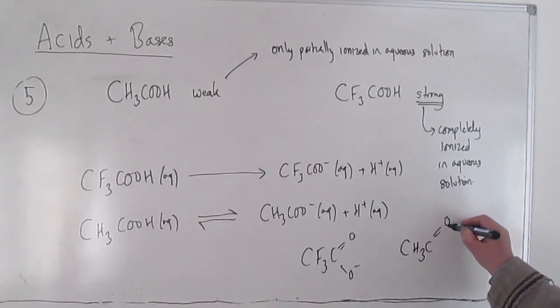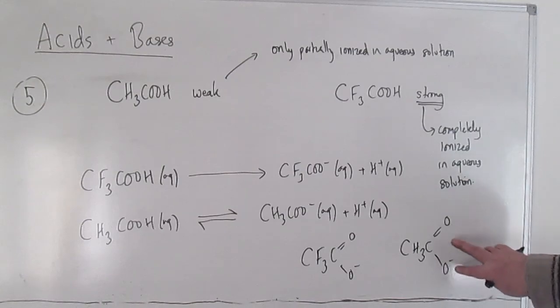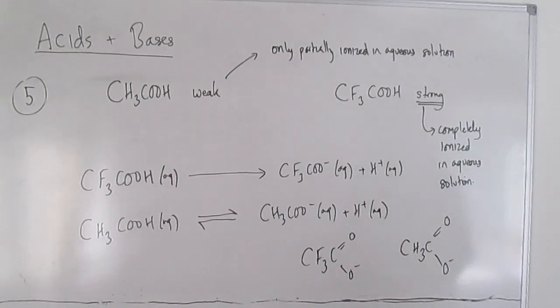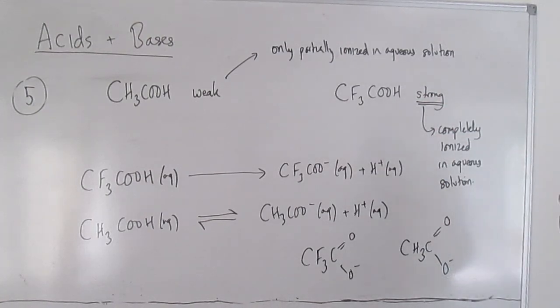Whereas in ethanoic acid, these hydrogens are not going to do that, because hydrogens are less electronegative than carbon, so they're not going to help at all in pulling the negative charge in that direction. So you have a bigger negative charge left on the oxygens, and that's what makes it less stable. So that's the underlying explanation, but as I say, don't worry so much about that. It's making sure you understand what weak and strong acids are. That's the really important bit.